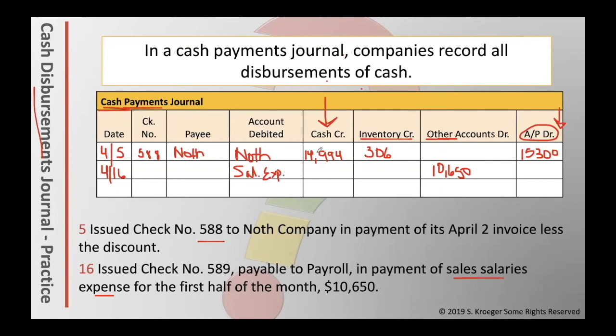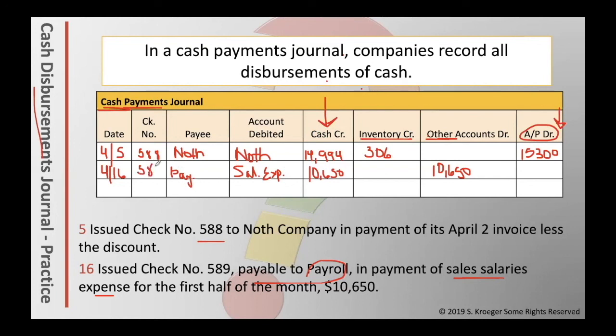The credit would go to cash. And remember, we always need to use this column when using this journal. It would be $10,650. The payee would be who we're writing the check out to. It says payable to payroll. We would just write payroll here. Payroll. And then the check number would be 589.